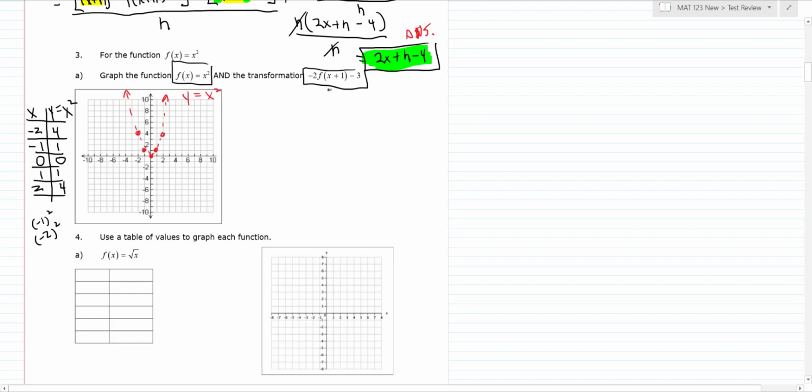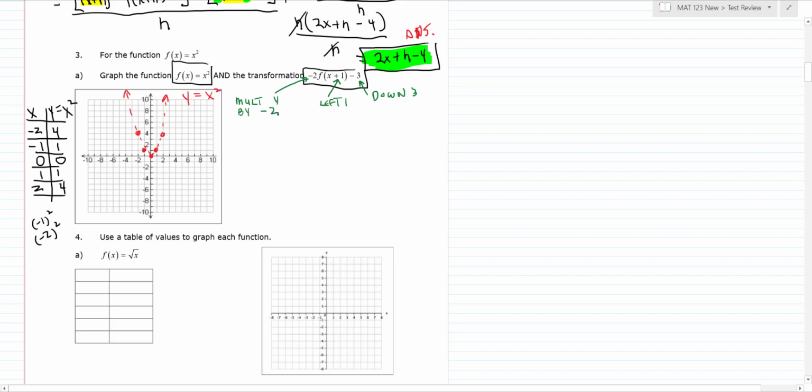So you got to know these things. This right here is inside the function. It's a plus, so that would be left 1. This is outside the function. It's a minus, therefore that would be down 3. The number in front, think of that as multiply y by -2.